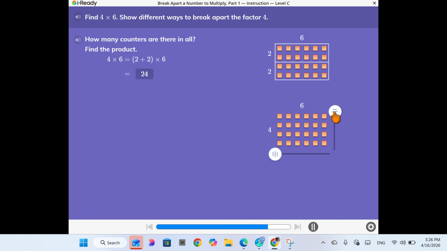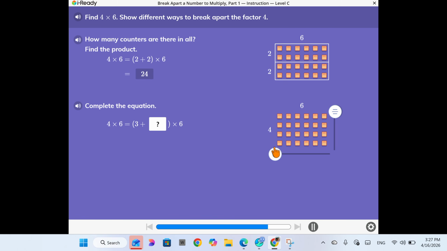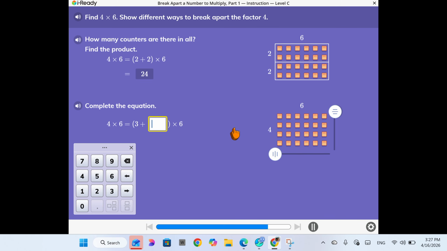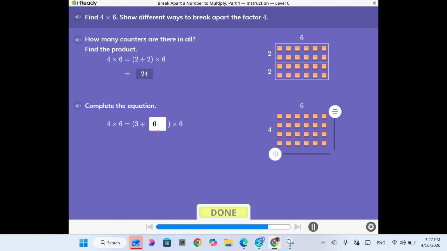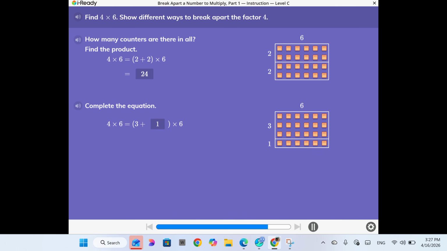Show a different way to break apart the factor 4. Complete the equation. You can break apart the array to help. 4 can be broken apart into 3 rows of counters in one part. And how many rows of counters in the other part? Four can be broken apart into an array with 3 rows of counters in one part and 1 row of counters in the other part.